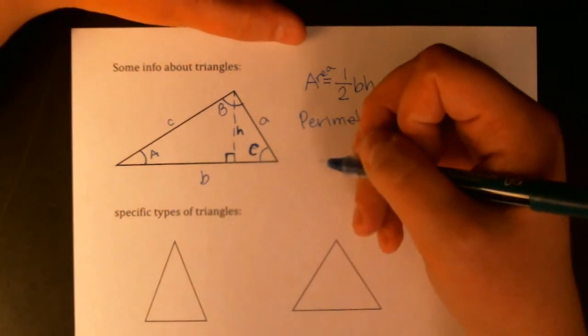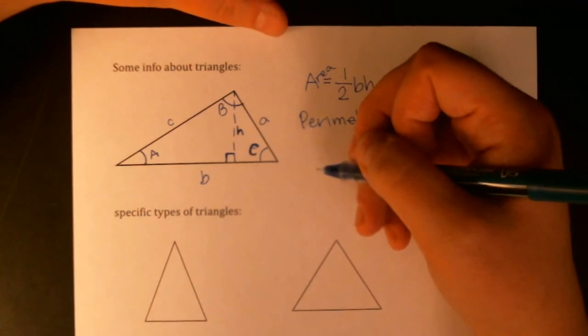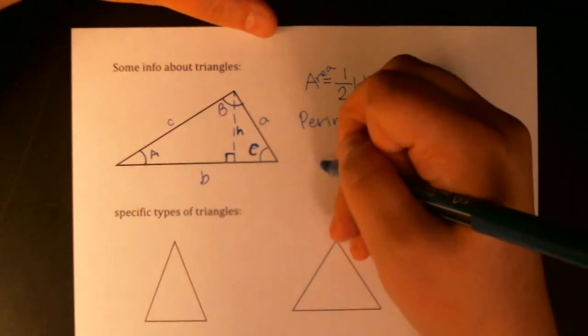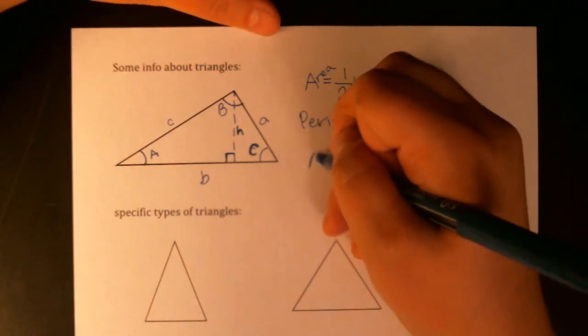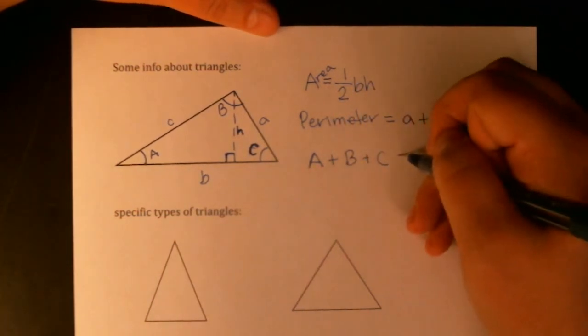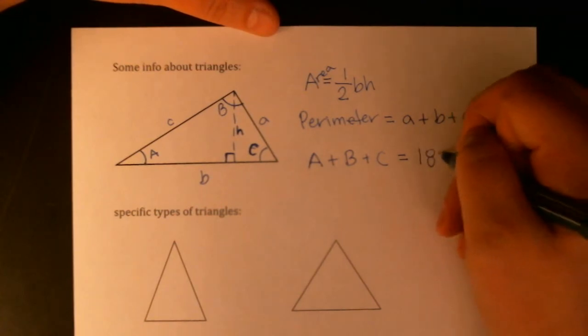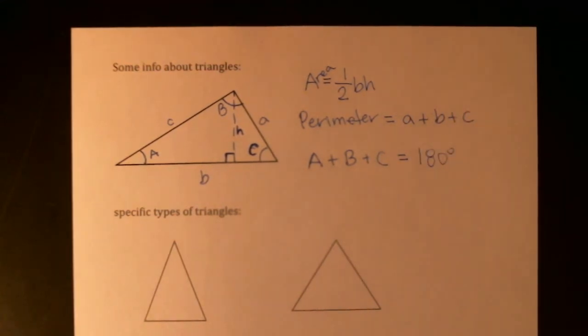And then last one, this one is not one that I see so often in algebra, but if you've had any geometry, it's probably come up. The sum of the angles has to be 180 degrees. So any triangle, it doesn't have to be a right triangle, it doesn't have to be any sort of special kind of triangle. Any triangle, the internal angles should sum to 180 degrees.